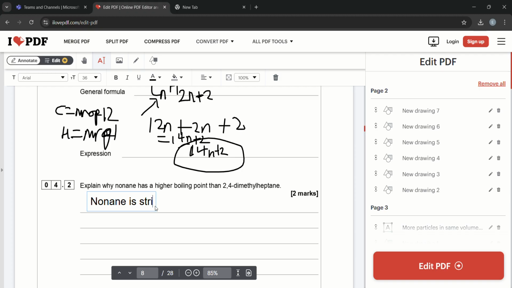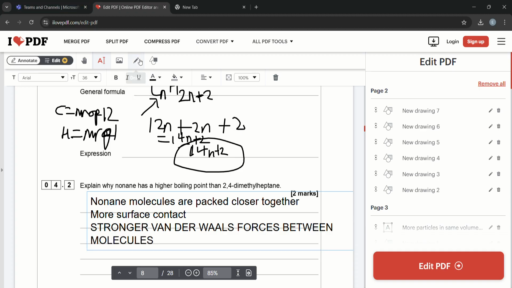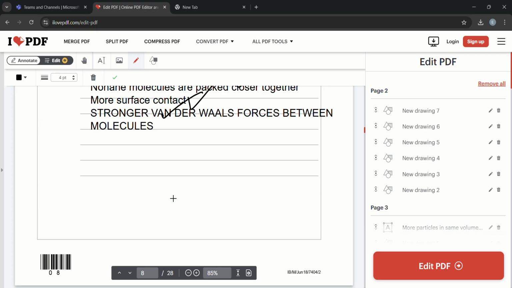Nonane is straight. Nonane molecules, because they're straight, are packed closer together compared to 2,2,4-dimethylheptane. As they're packed closer together, there's more surface contact. And as there's more surface contact, there's going to be stronger van der Waals forces between molecules. Nonane molecules are packed closer together, more surface contact, stronger van der Waals forces between molecules.